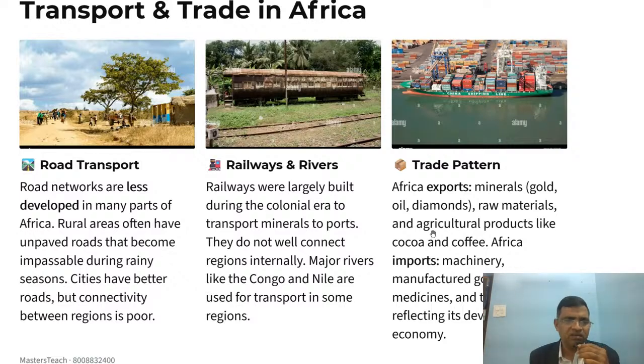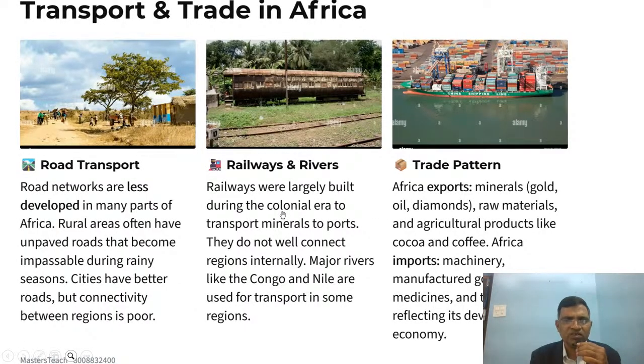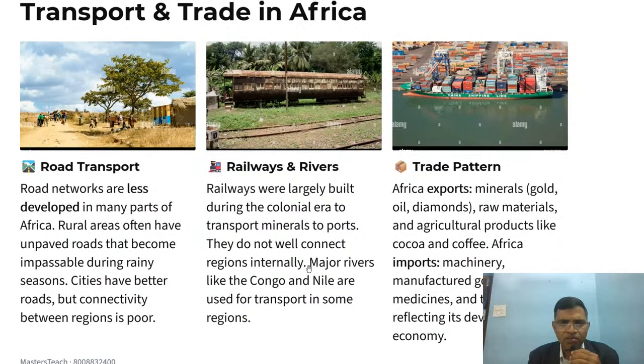But connectivity between the regions is very poor. Then railways and rivers. Railways were largely built during the colonial era to transport minerals to the ports, so they do not connect well to the region internally. Major rivers like the Congo and Nile are used for transport in some regions.